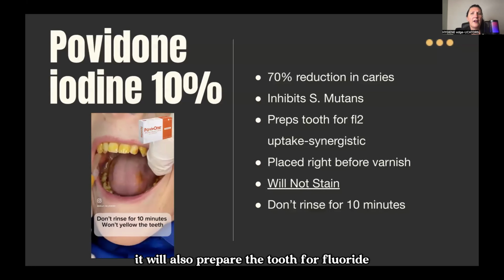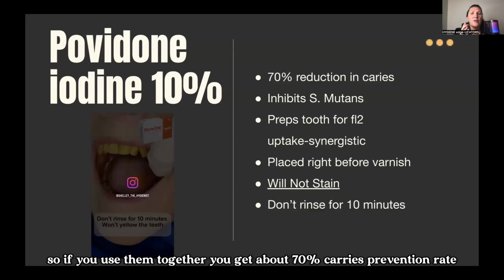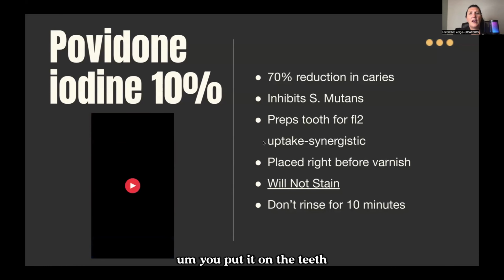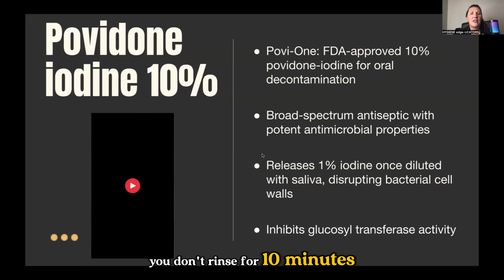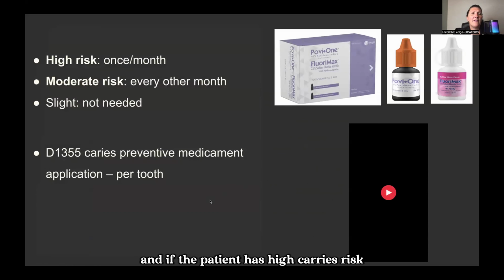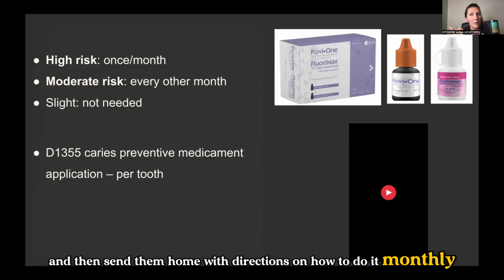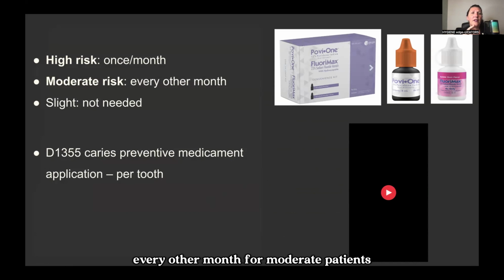It will also prepare the tooth for fluoride, so if you use them together, you get about 70% caries prevention rate. You put it on the teeth, you don't rinse for 10 minutes. And if the patient has high caries risk, they're using this once a month. You can do it right before you do a fluoride varnish and then send them home with directions on how to do it monthly. Every other month for moderate patients, and it's not needed for those who have slight.